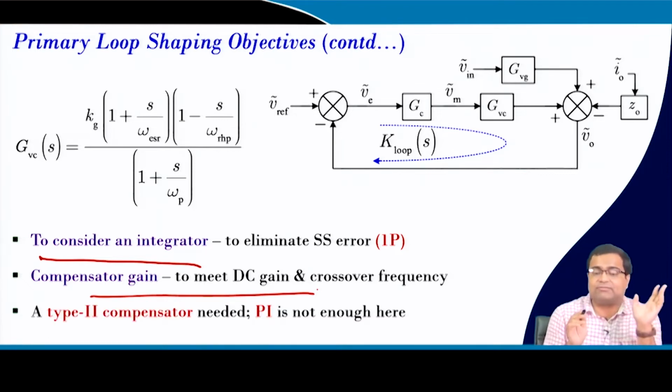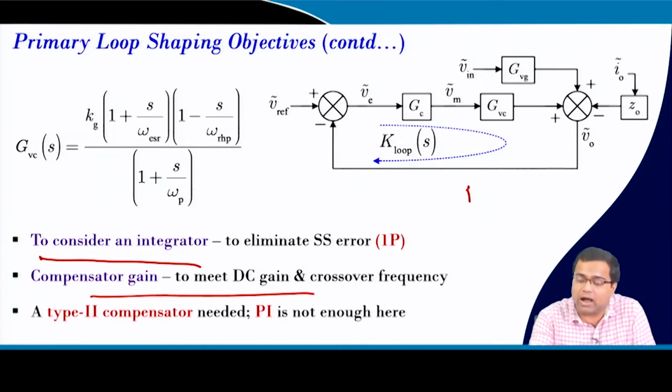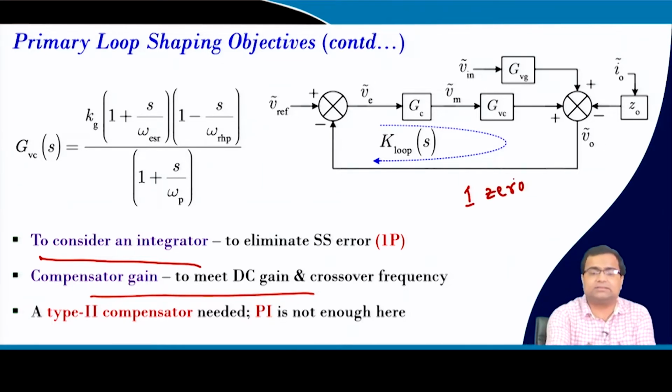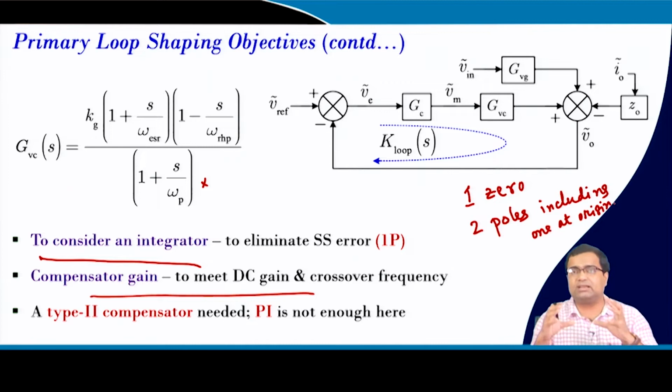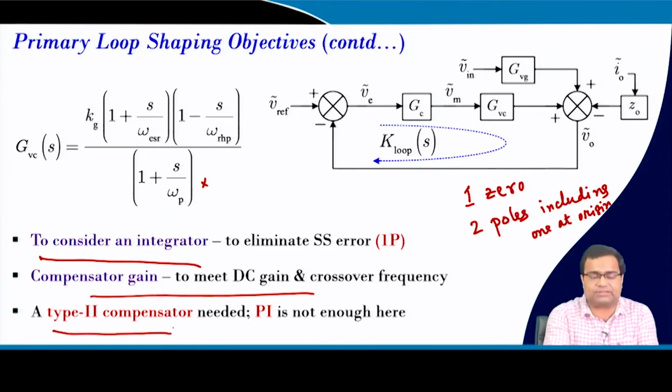In this case, since we need one zero to cancel this pole of the system, and two poles, including one at the origin, this represents a type 2 compensator. So, here a PI controller is not enough.